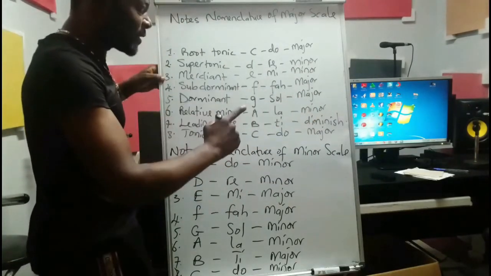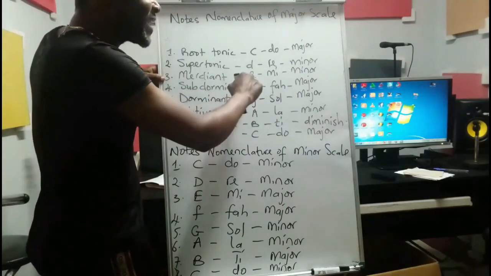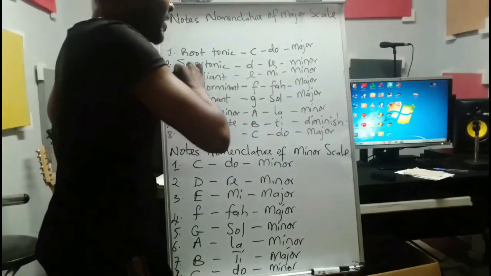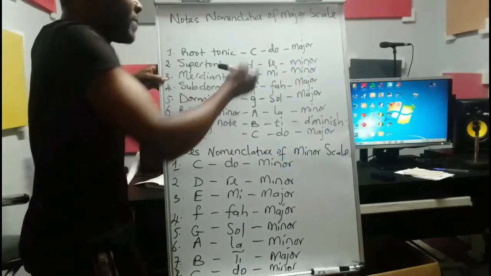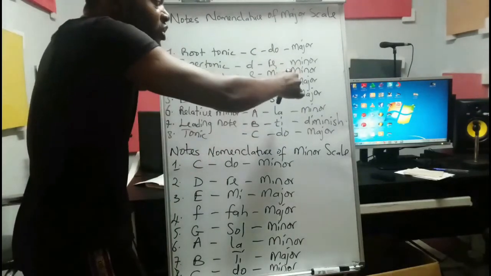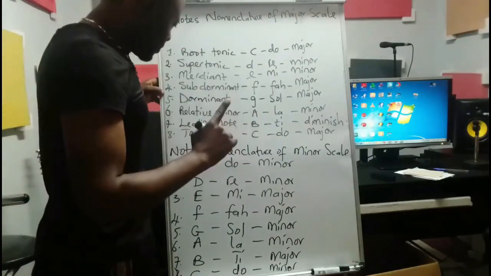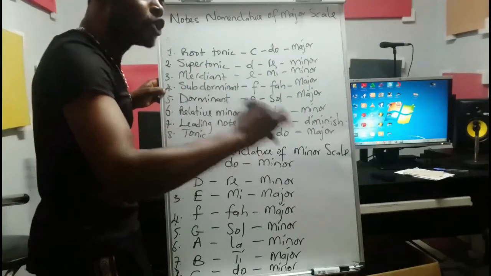All right. The third is the mediant. We call it the mediant. And another name for the third is E. And another name for E is mi. And when you are on a major scale or on a major key, the third is a minor chord. Be so vigilant here. Then the fourth, we call it the subdominant.